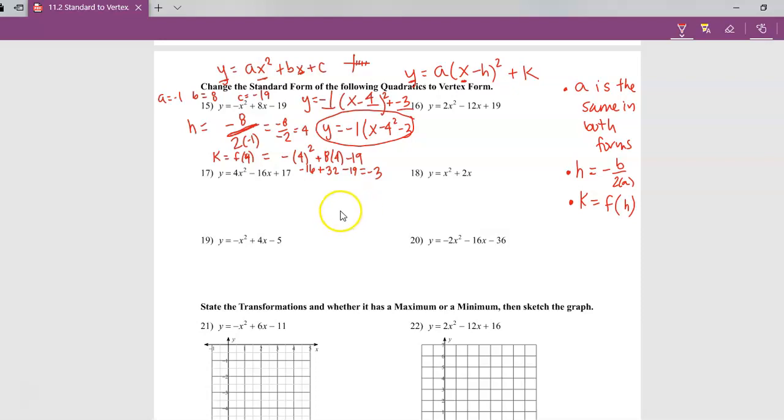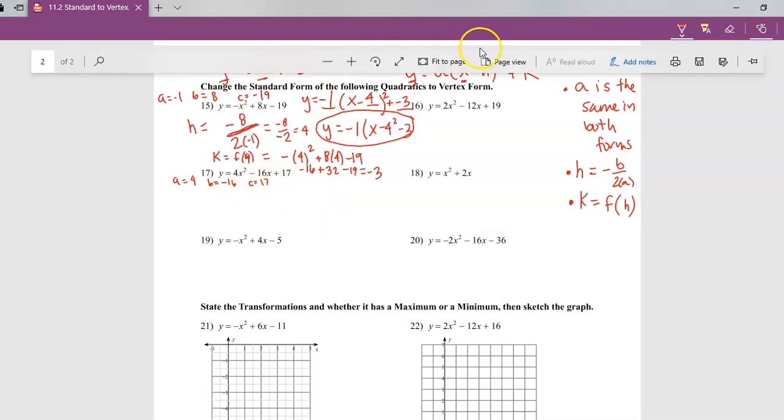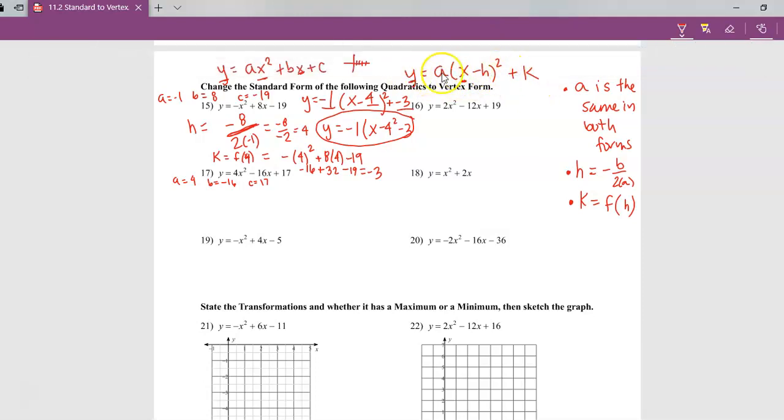So let's try another one. Let's do number 17. So on number 17, we have a is equal to 4, b is equal to negative 16, and c is equal to 17. So again, we want to put it in the vertex form. So we're going to have y equals blank times x minus blank squared plus blank. We have to find a, h, and k. So a is the same a, so that's just 4.